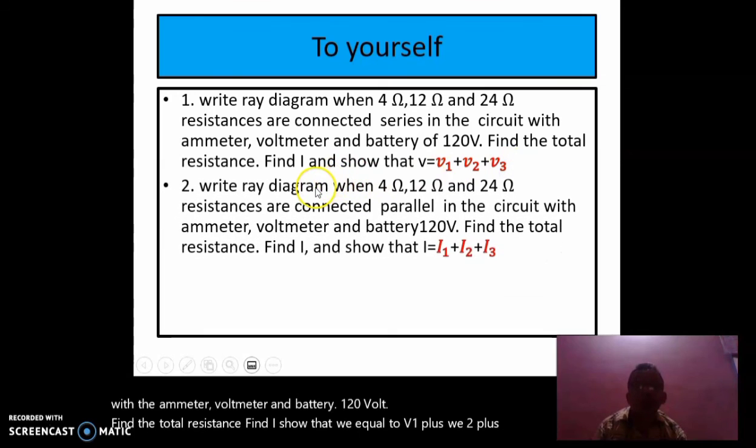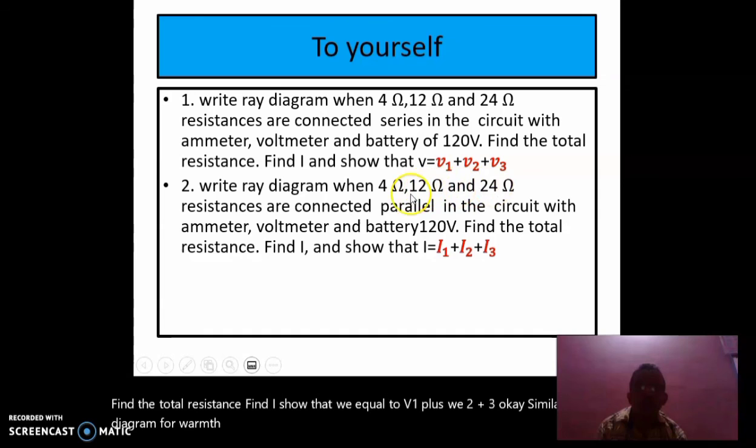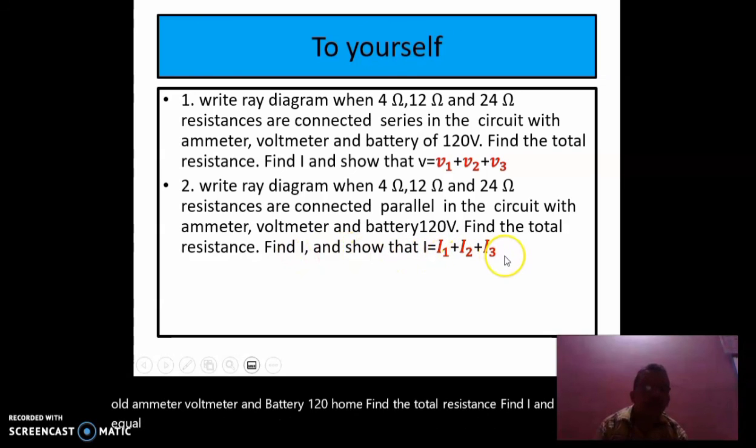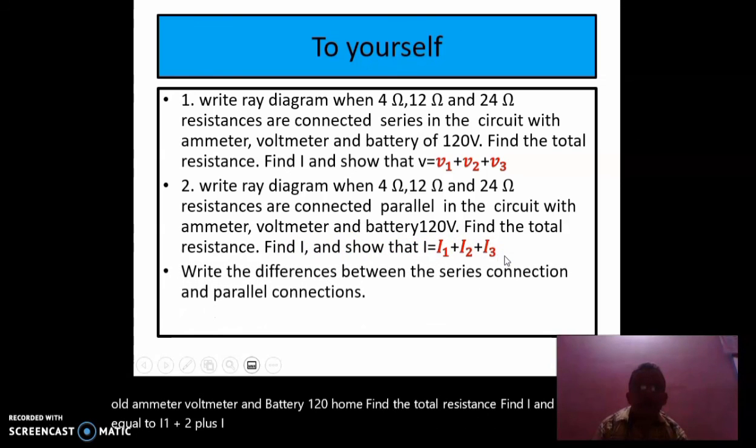Okay. Similarly, draw a diagram. 4 ohm, 12 ohm and 24 ohm resistors are connected in parallel in the circuit with the ammeter, voltmeter and battery of 120 volt. Find the total resistance. Find I and show that I equal to I1 plus I2 plus I3. Similarly, write the differences between the series connection and parallel connection.